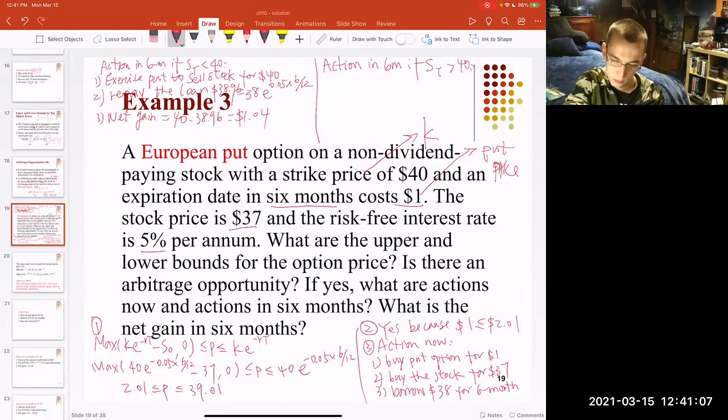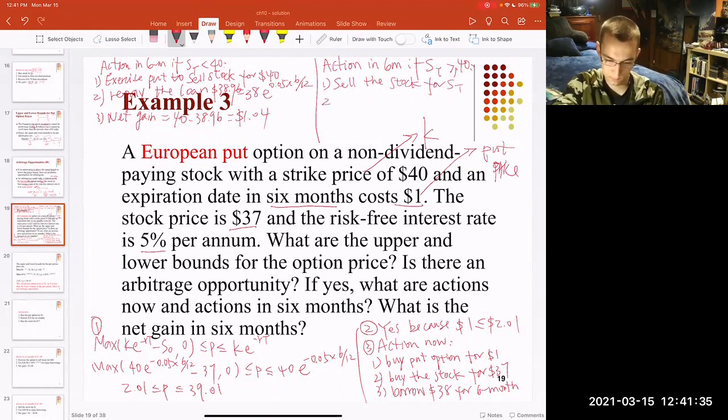If it's equal, a student may ask me, if it's equal it doesn't matter, right? You can exercise it or you can buy from the market because it's equal. So anyway, if it's greater or equal, in this case, you should what? Sell the stock to the market because you can get a higher price, right? You sell the stock for ST because ST is greater than 40.